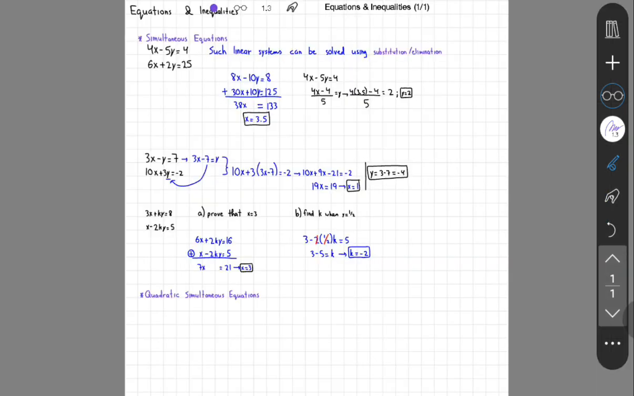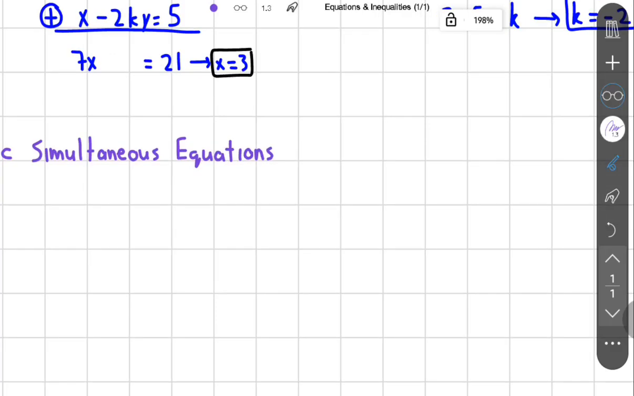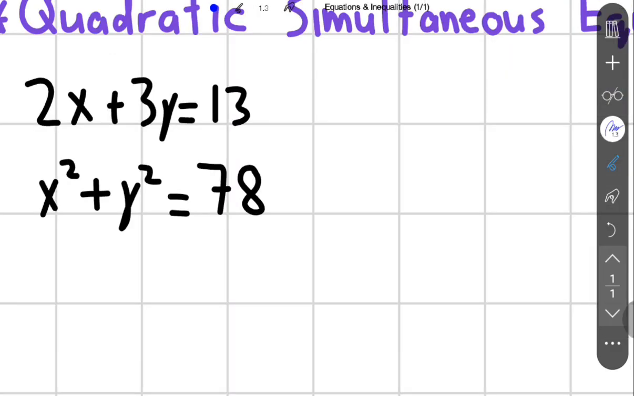Okay, I was just tidying up the page I have for the notes. The second concept we have is something of a similar kind. However, we just have a quadratic form involved. So let's say we have an equation, and let me just write it. Let's say we have such a simultaneous set of equations. We have 2x plus 3y equals 13, and x squared plus y squared equals 78.